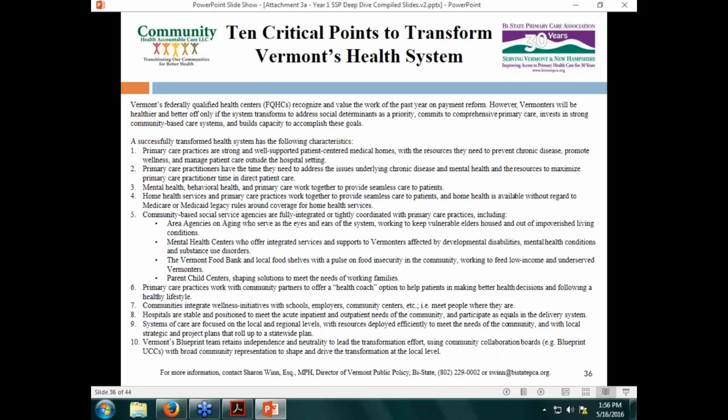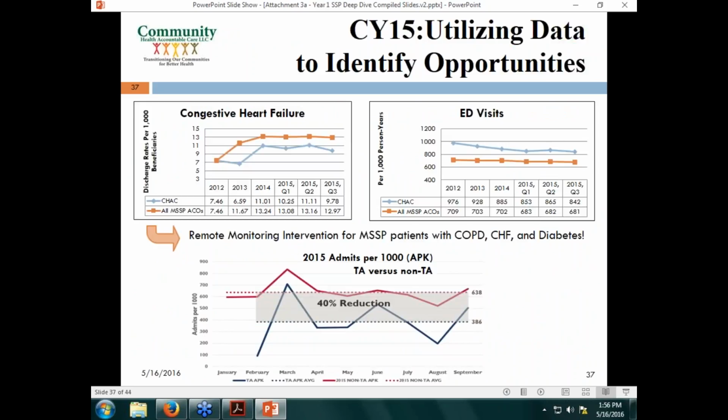So the last 2 slides, I just wanted to put in the 10 points to transform the healthcare system. Why not share that with everyone? But really, the reason I added this was it's about how, as a network, we think we can work together, and it's the vision that we want to see in the state and what CHAC is moving towards to the extent that we can. And the last slide is some very preliminary results from the remote monitoring program that we're doing with our Medicare population.